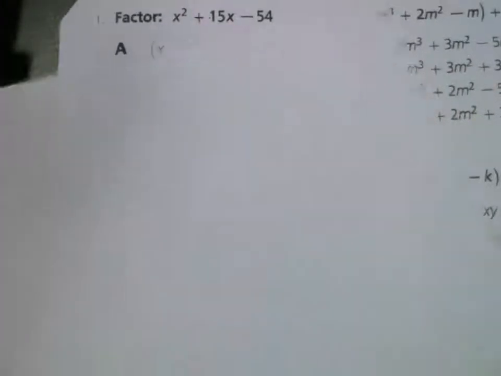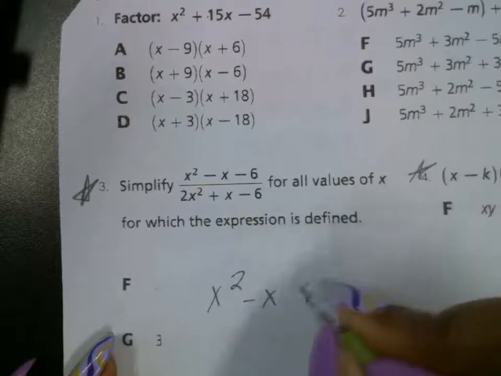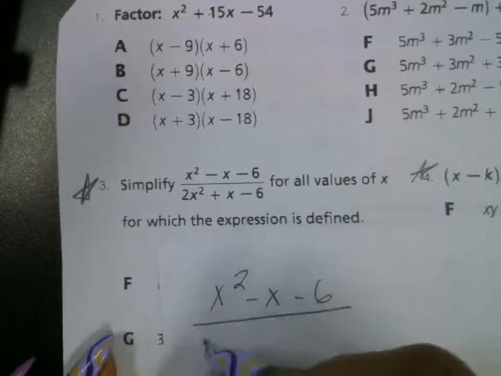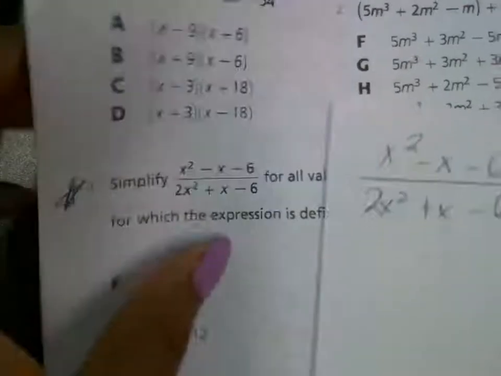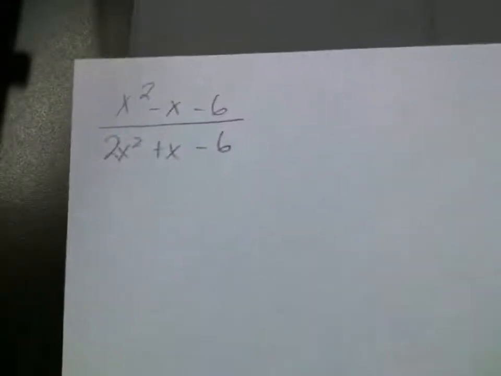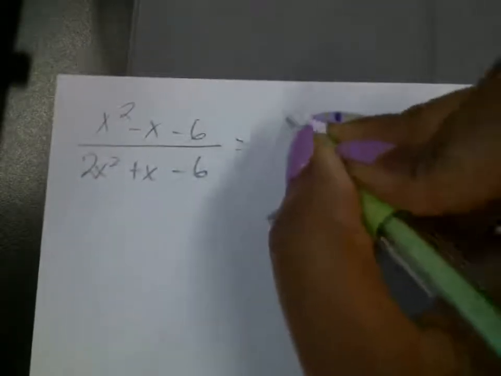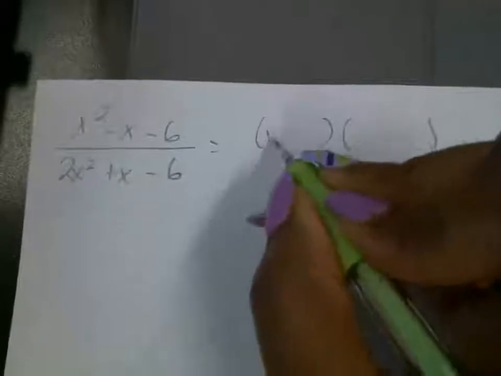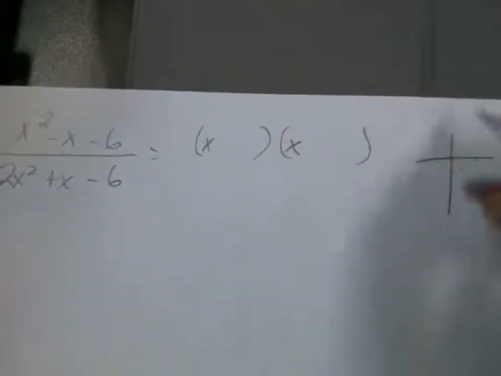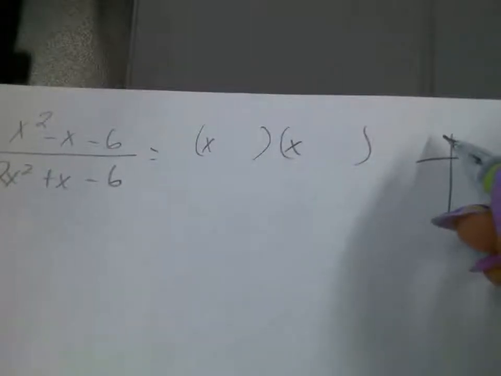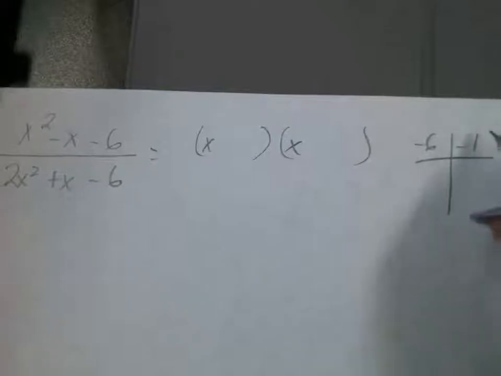So now let's look at this one. This is x squared minus x minus 6 divided by 2x squared plus x minus 6. Okay, so in this problem, we're going to factor both the top and the bottom. On the top, when you factor it, you've got two parentheses, x in each. You do your factor-sum T-chart. So here, this is going to be -6, and the sum is going to be -1.